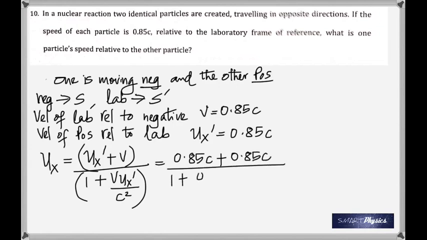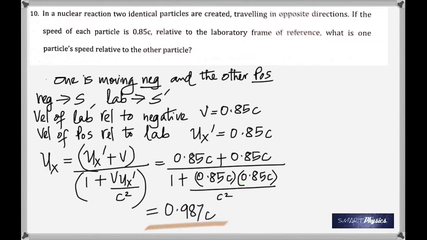Both of those are 0.85 c. And this time I'm writing everything down. Just notice that the two c's here and c squared will get cancelled. When you calculate this, you get 0.987 c. This is a very important chapter and important problems that you really have to take time to understand. So good luck with that.